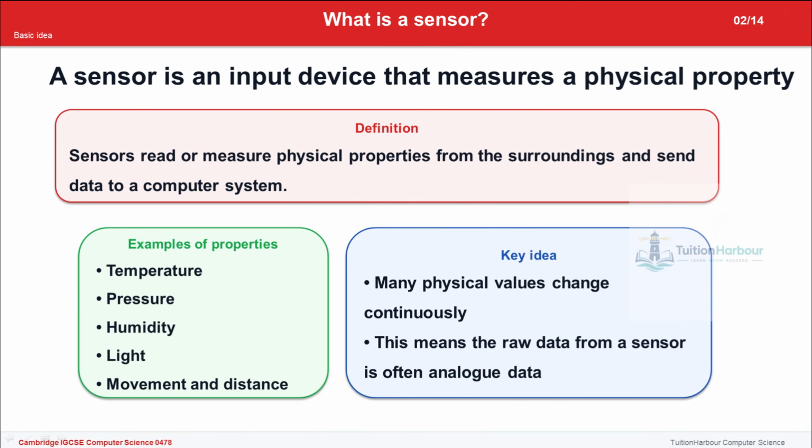What is a sensor? A sensor is an input device that measures a physical property and sends data to a computer. Sensors can measure temperature, pressure, humidity, light, movement, distance, and many other values.